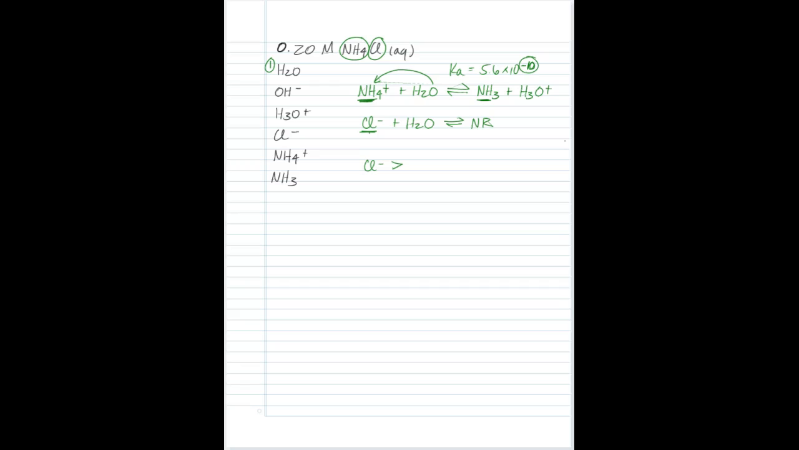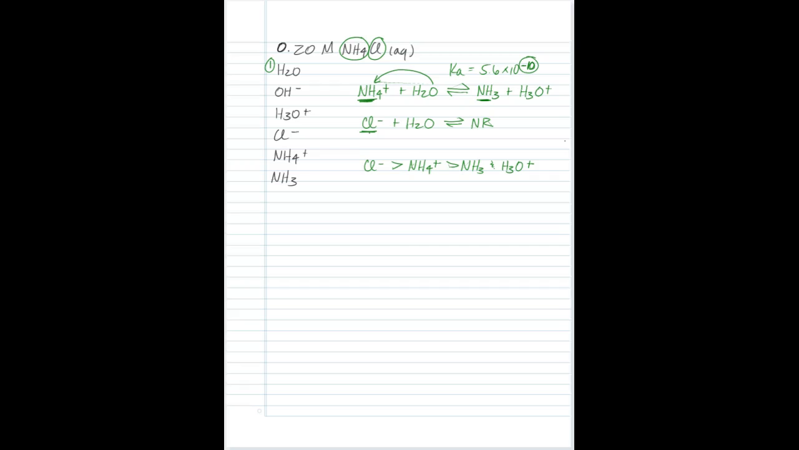We can say of these three that I've underlined here, Cl minus is going to be in greater concentration than NH4 plus because none of the Cl minus is being used up in the reaction with water. And NH4 plus is going to be in greater concentration than NH3 and H3O plus because the Ka is so small. So NH4 plus is going to stay intact most of the time, and every once in a while it will generate an NH3 and an H3O plus. Okay, so we've already got some clues here.